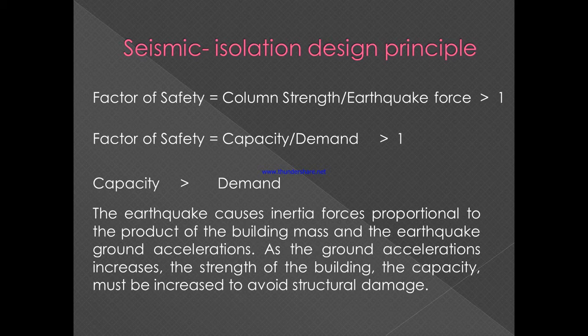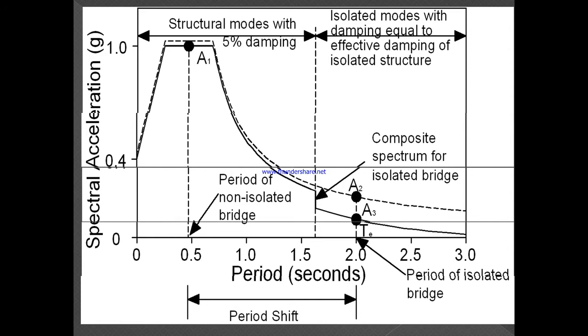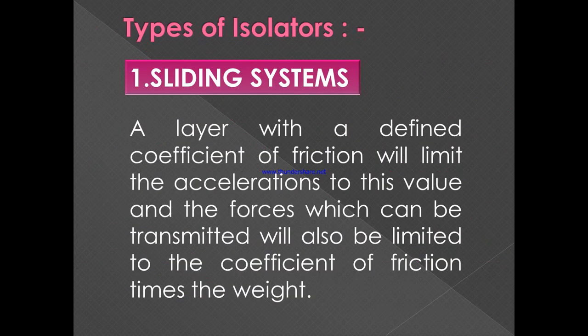Then capacity must be equal to demand. The earthquake causes inertia forces which are proportional to the product of the building mass and the earthquake ground accelerations. And if it increases, the strength of the building and the capacity must increase to avoid structural damages. So this is a typical example. This is the next part.